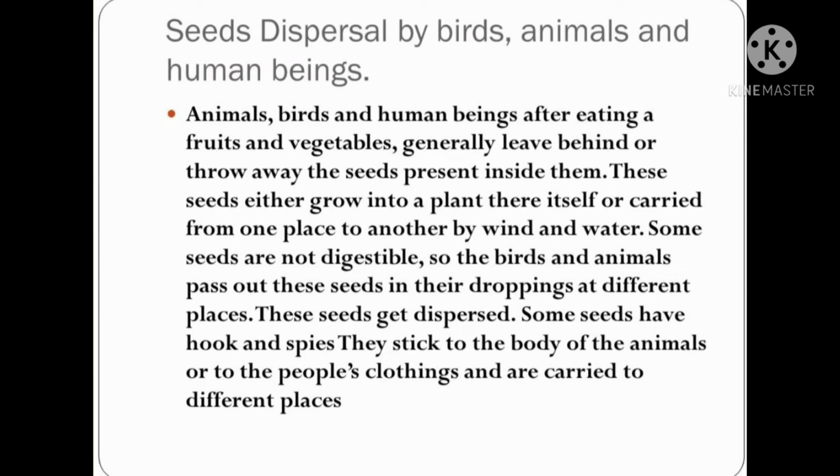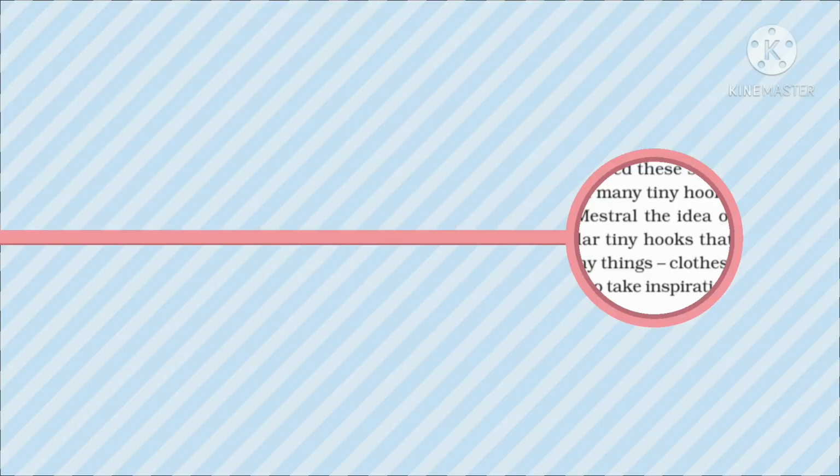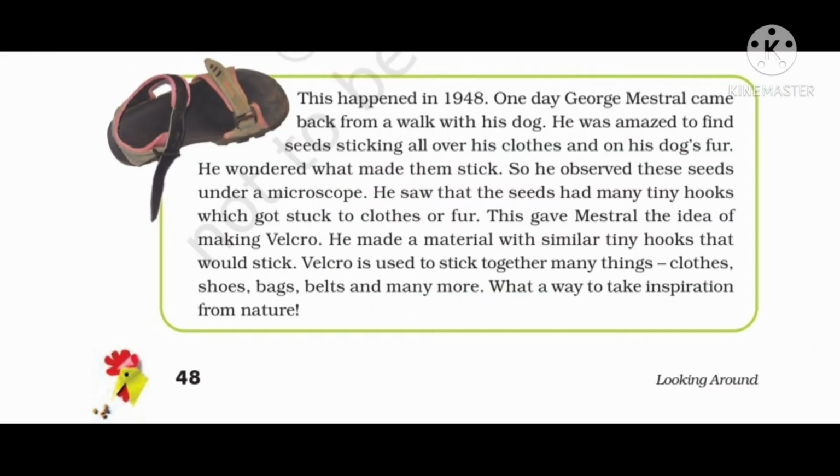Some seeds have hooks and spines, so they stick to the body of animals or the people's clothing and are carried to different places. So hooks and spines or little thorns are the things which they use for going from one place to another.